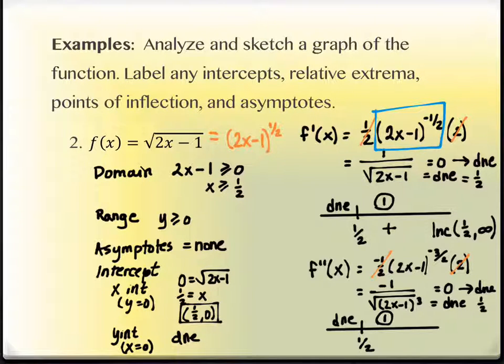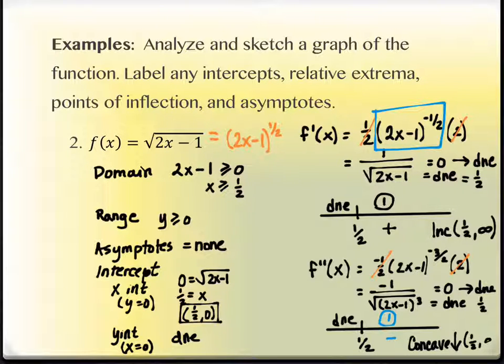When I plug in the number 1, do I get a positive or a negative? Into the derivative. When I plug in the number 1, what do I get? It is negative. What does that tell me? Concavity down. Yeah, it's concavity down or concave down. So this is concave down on what interval? Yeah, from 1/2 to infinity.